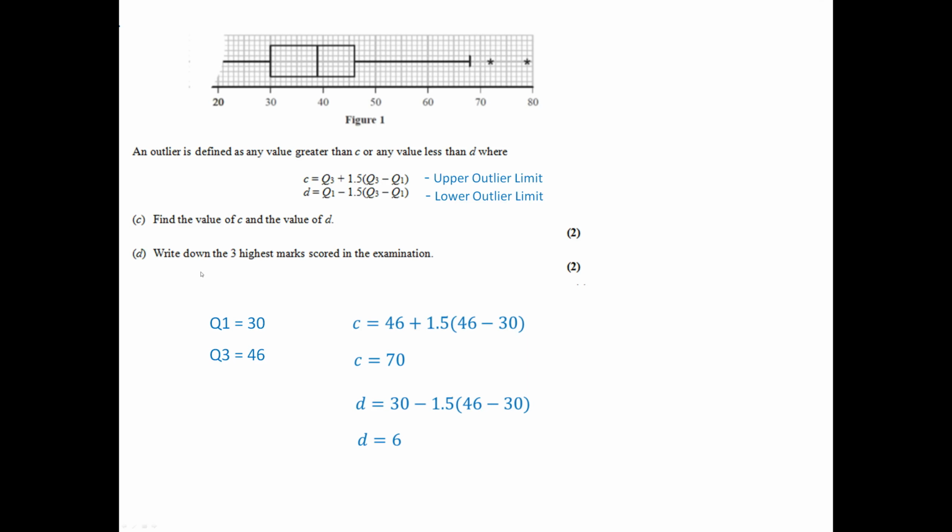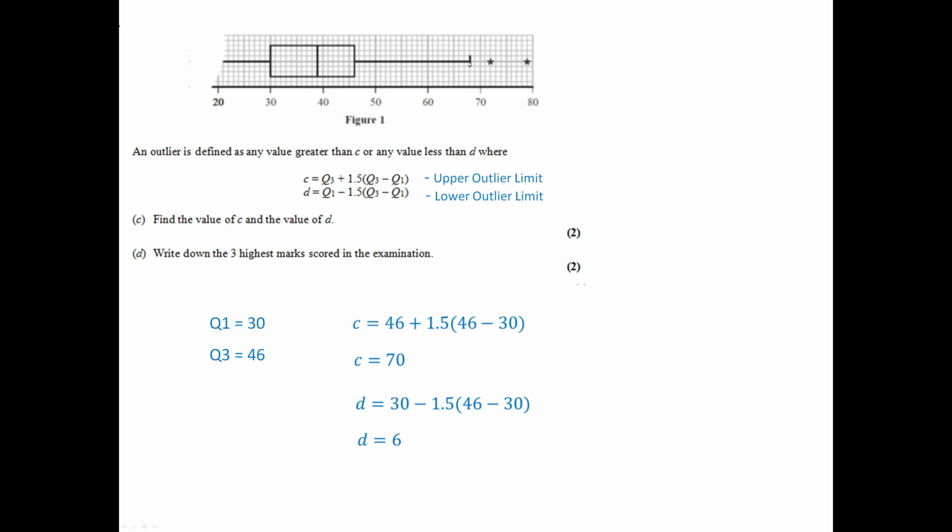It then says in part D, write down the 3 highest marks scored in the examination. Well, if we look at this high end, we have 2 outliers. They must be the first and second highest, so that's 79 and 72. The upper outlier limit at 70 isn't actually a value, it's just saying any values beyond it are outliers.